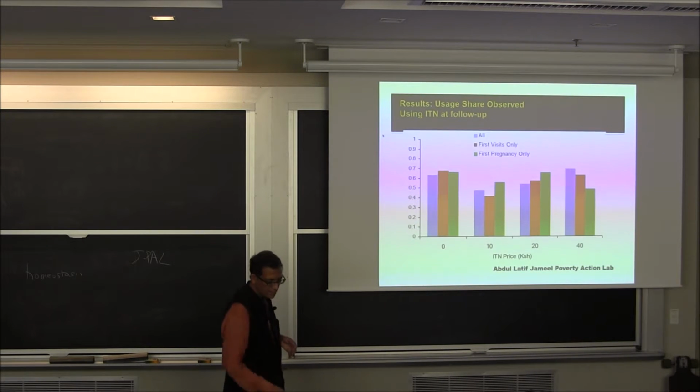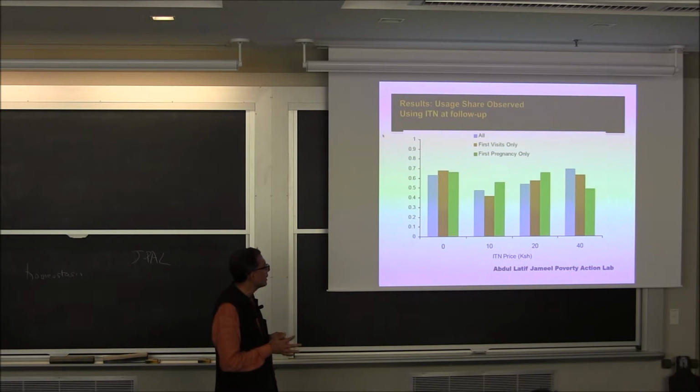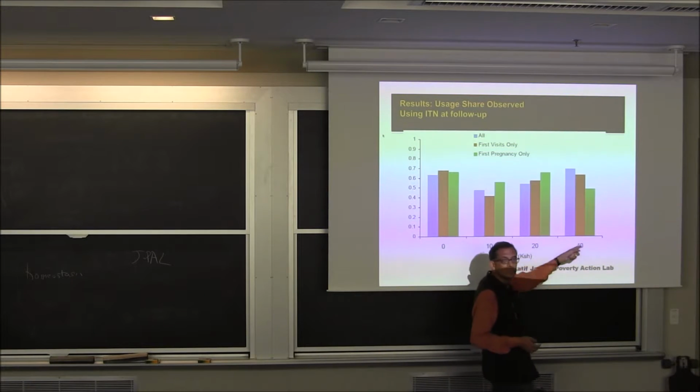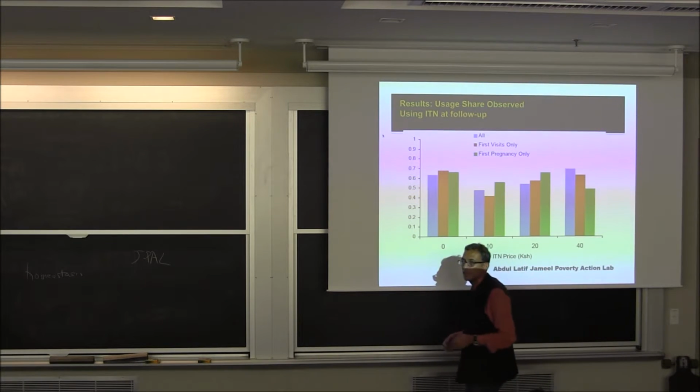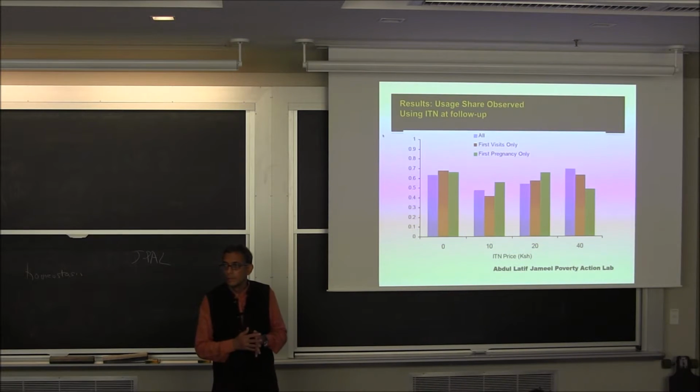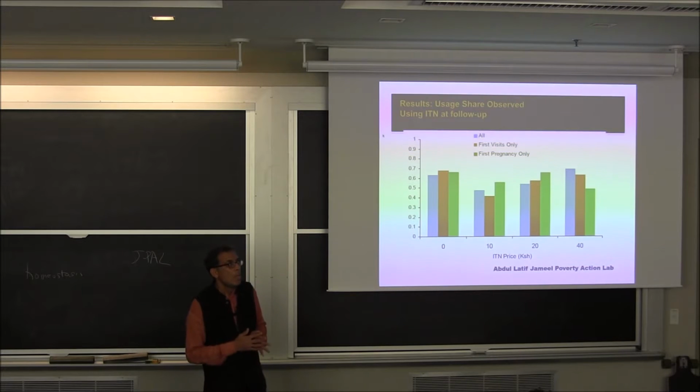This is exactly that. Is there a correlation between price and usage? The answer is no. This is usage and this is price. You can see that there's no pattern there. Are the numbers sleeping under the net the same people who bought the net from the NGO, or could they have gotten the net anywhere else?